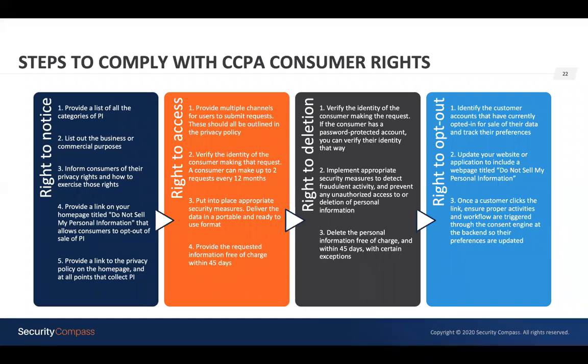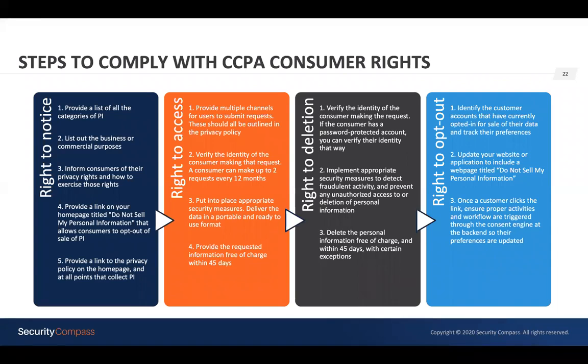The first is the consumer's right to notice. This requires updating your privacy policy and informing consumers of their rights and what you're doing to protect their data. Make sure to provide a list of all the categories of personal information collected about the consumer. List out the business or commercial purposes that their information will be used for. Inform consumers of their privacy rights and how they might exercise those rights.